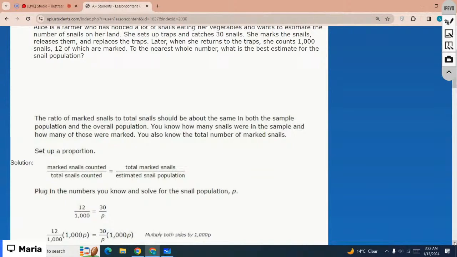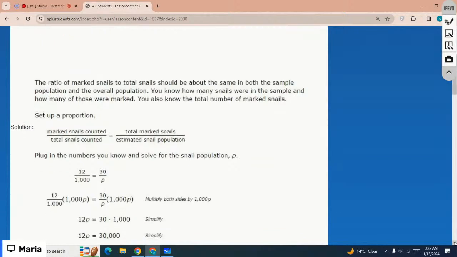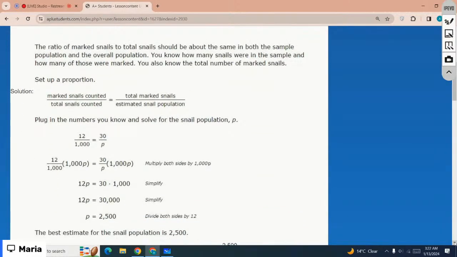You don't know the estimated population, right? We need to calculate the estimated population. So just solve this proportion for P, and P equals 2500, right? That means the best estimate for the snail population is 2500. Got it? Let's just start with the practice questions.